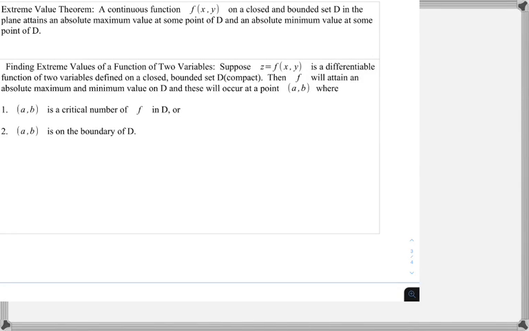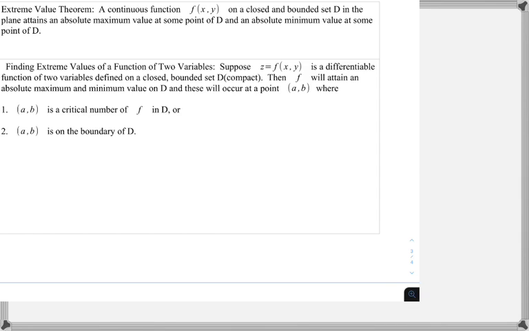Okay, this is the second video for section 4.7 looking at maximum and minimum problems. So we had looked at the extreme value theorem for calculus 1 and talked a little bit about the extreme value theorem in the last video for 3D. So, the extreme value theorem for functions of two variables: a continuous function f of x, y on a closed and bounded set D in the plane attains an absolute maximum value at some point of D and an absolute minimum value at some point of D.